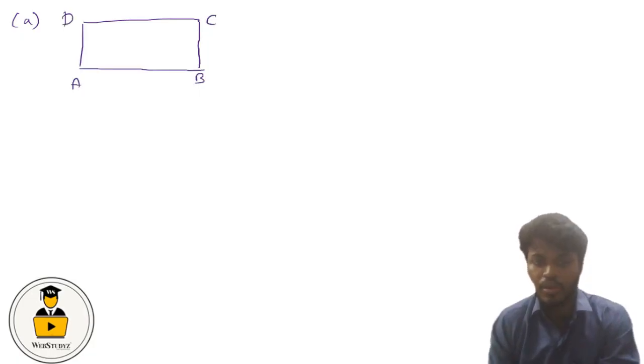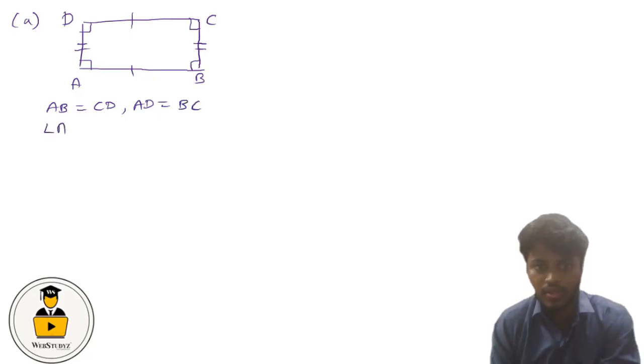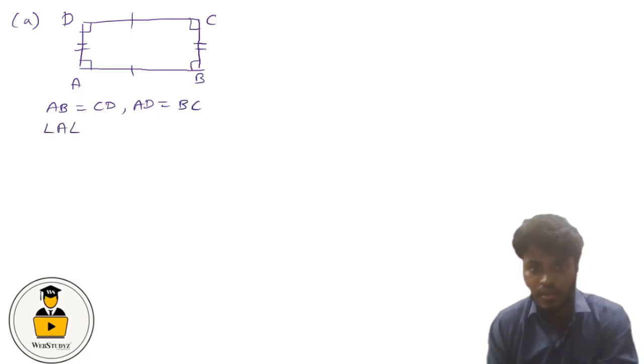and from the properties of the rectangle we can say that the opposite sides of a rectangle are equal in length, and all the angles of the rectangle are equal to 90 degrees. So we can write that the opposite side AB will be equal to CD. Similarly, AD will be equal to BC. And all the angles, angle A equals angle B equals angle C equals angle D is 90 degrees.